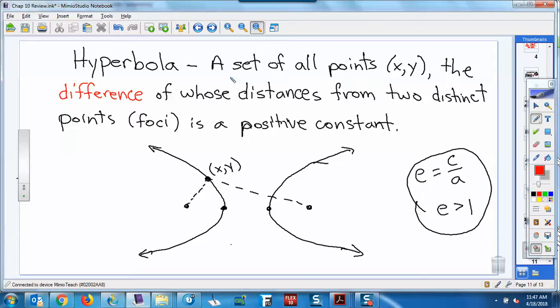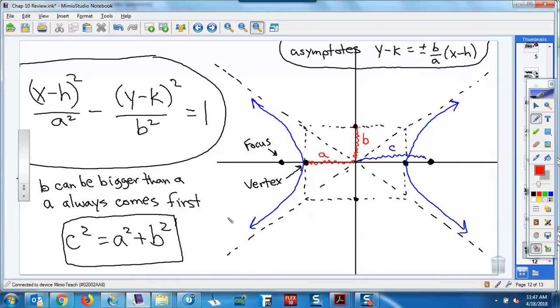Then hyperbola, set of all points. The difference whose distances from 2 distinct points is a positive constant. I think in the other one I didn't say positive constant, I just said it's a constant. That kind of goes without saying. Again, this is 2a. The difference between those distances is 2a. And then your basic definitions. And here it matters which one comes first, right? Because of the minus sign, the one that comes first matters. A is always the one that's first.